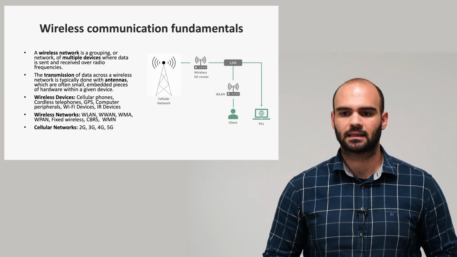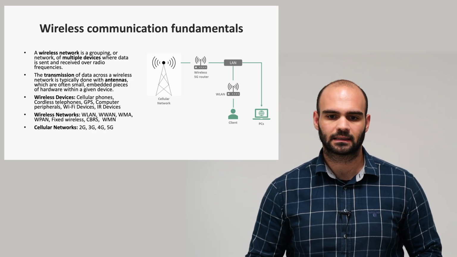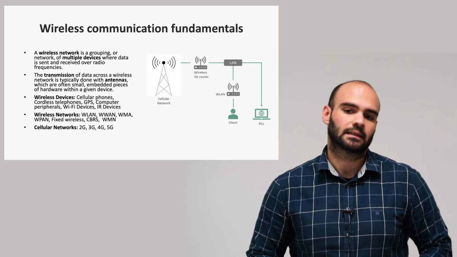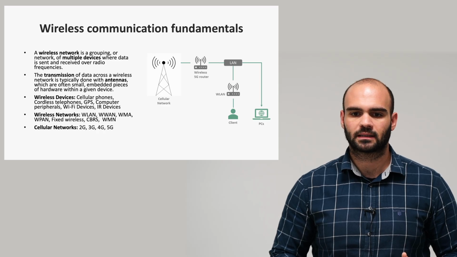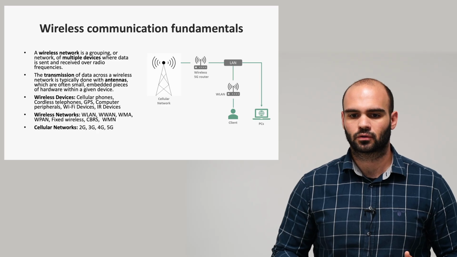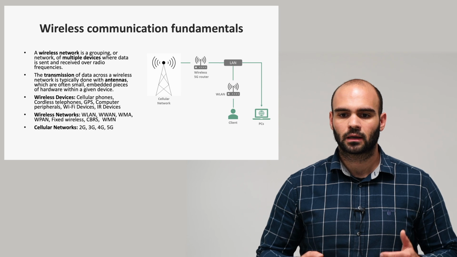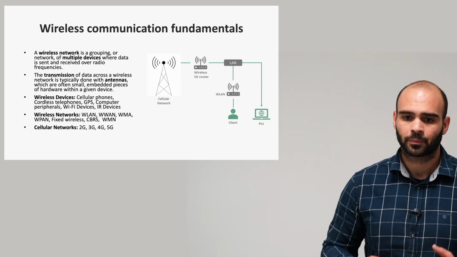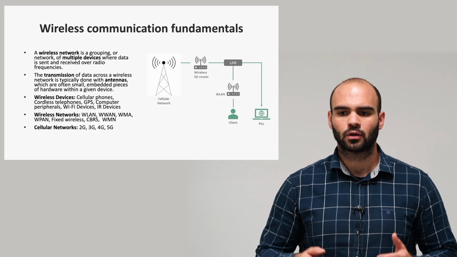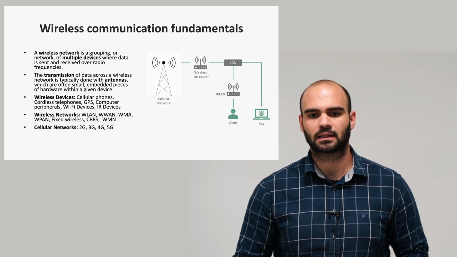Let's start by understanding the basics of wireless communication. A wireless network is simply a group of devices that exchange data through radio waves instead of physical cables. Data transmission happens using antennas, which send and receive electromagnetic signals. Common wireless devices include mobile phones, GPS units, and Wi-Fi enabled computers. Wireless networks come in different types, depending on range and use. So, in short, wireless communication allows us to share information seamlessly anytime, anywhere, without the limits of physical connections.